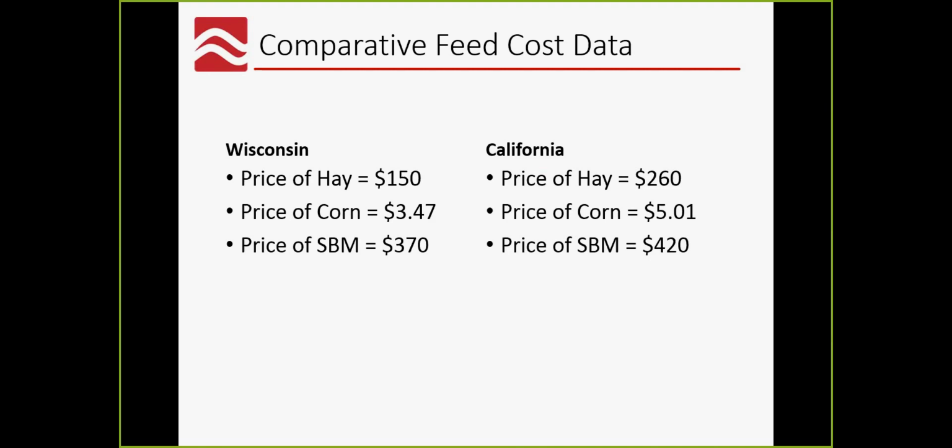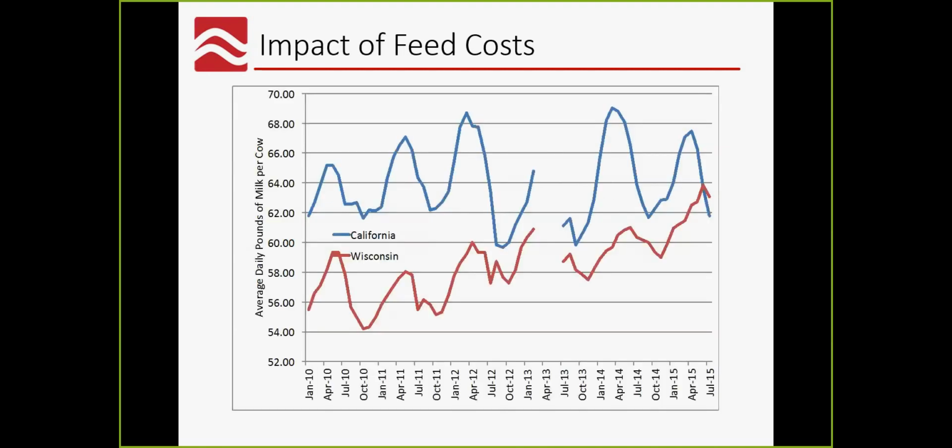Probably not. All right, so what's the impact of the feed cost? This again is Wisconsin, California, and this is milk per cow per day. So California is the blue line, Wisconsin is the red line, and this goes back 5 years or so.